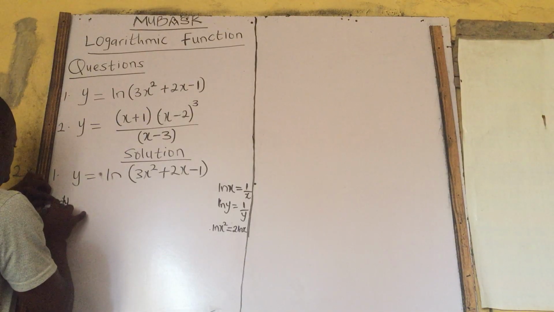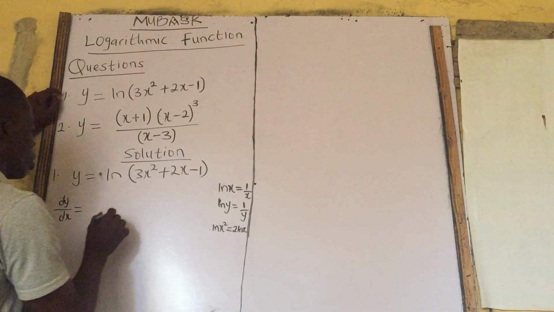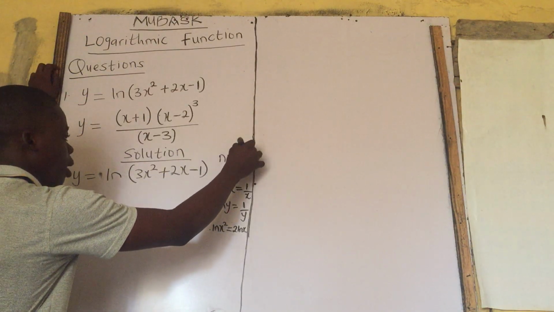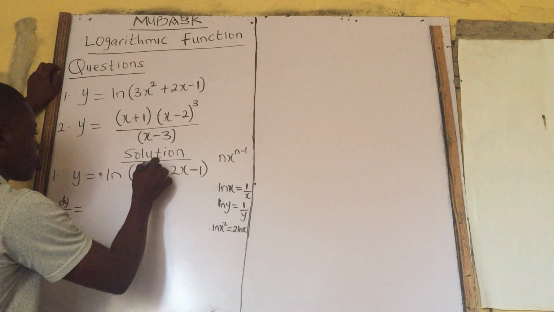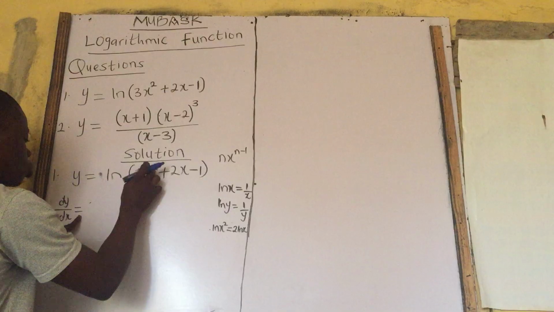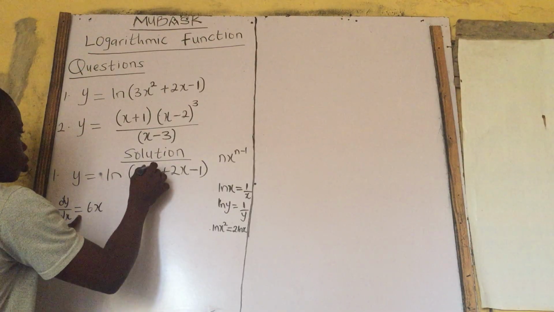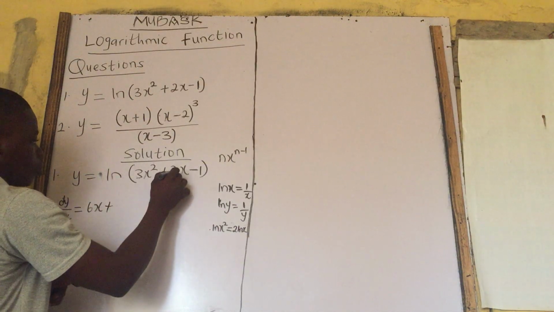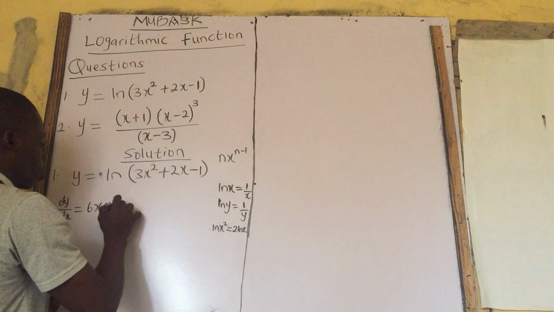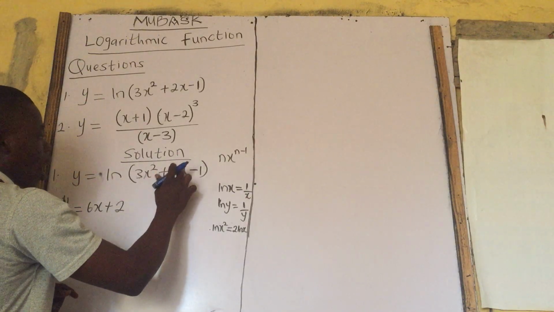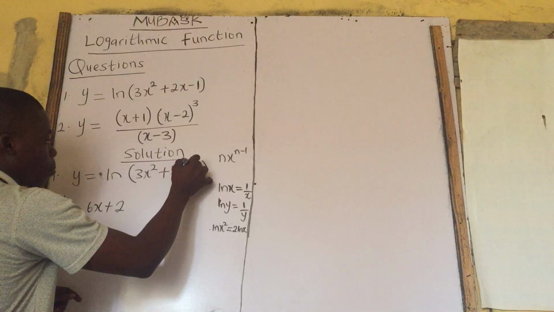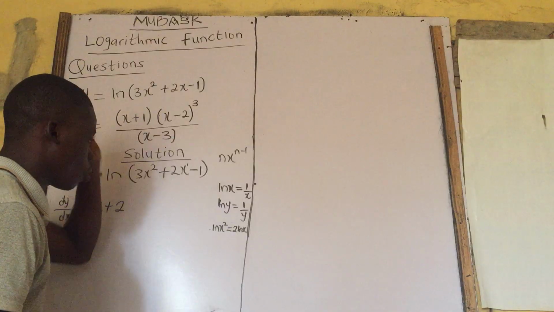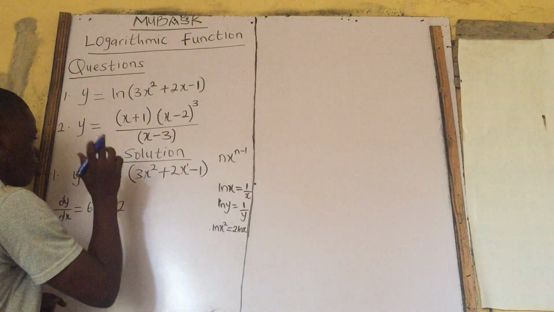Now, dy over dx equals what? By differentiating this function using the general method, n x raised to n minus 1: if we differentiate 3x squared, it gives us 2 times 3, 6x, 2 minus 1 is 1, x raised to 1, plus, if we differentiate 2x, it gives us 2, because for 2x the variable has power of 1. 1 minus 1 is 0. Any number raised to power 0 gives us 1. Now, 2 times 1 gives us 2.